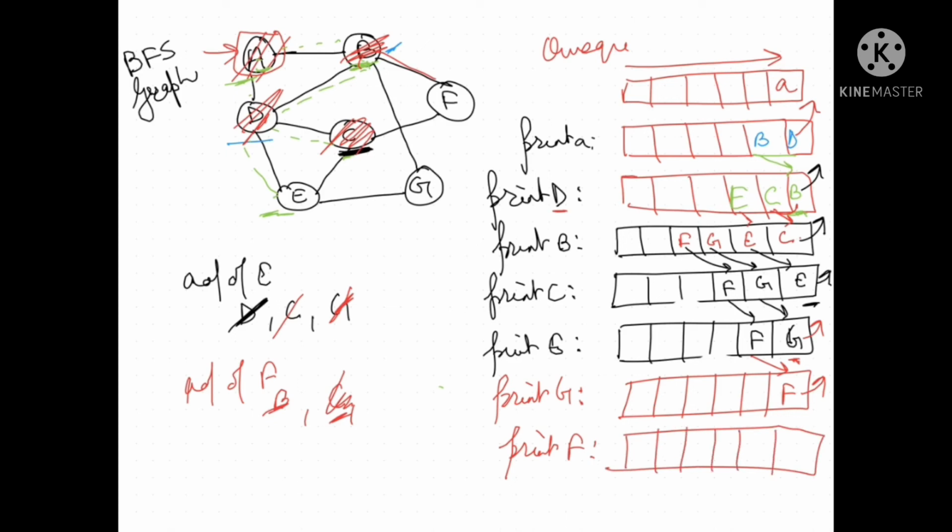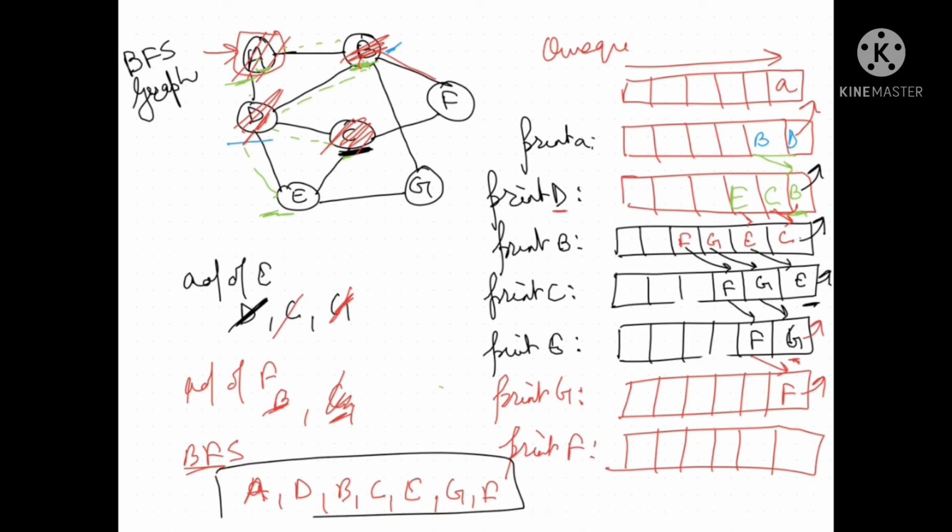So the BFS for this will be capital A, D, B, C, E, G and F. So that's how you can do this. You can also change it. You just have to keep on seeing the visiting node and its adjacent nodes, and then keep on doing it. So this is the process of using BFS on a graph.